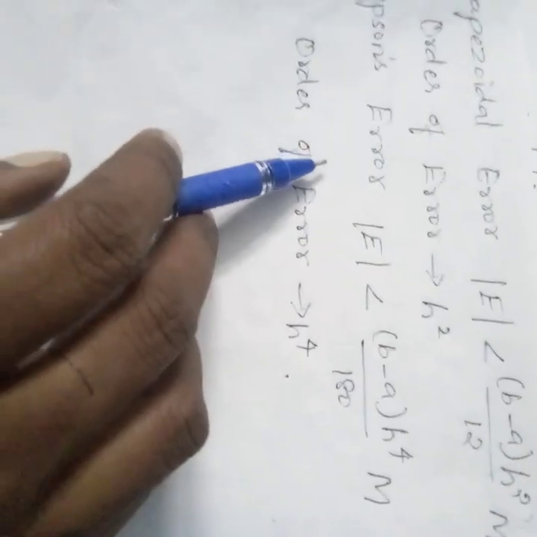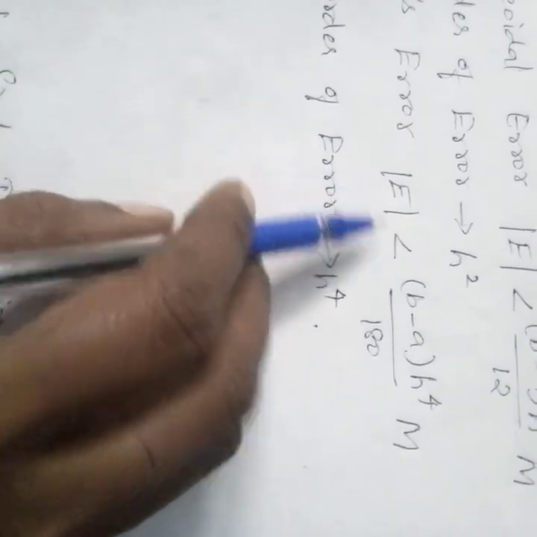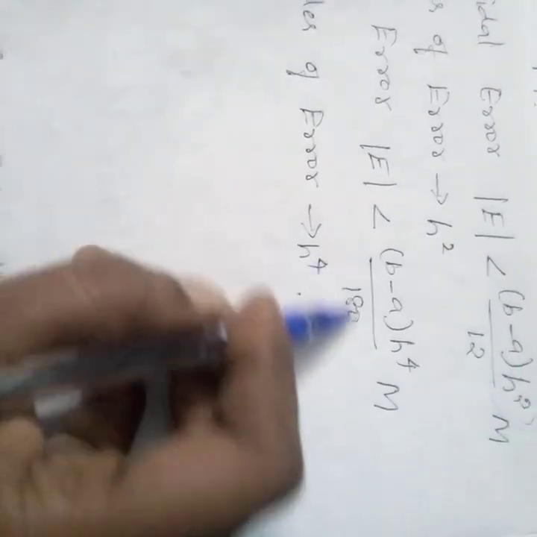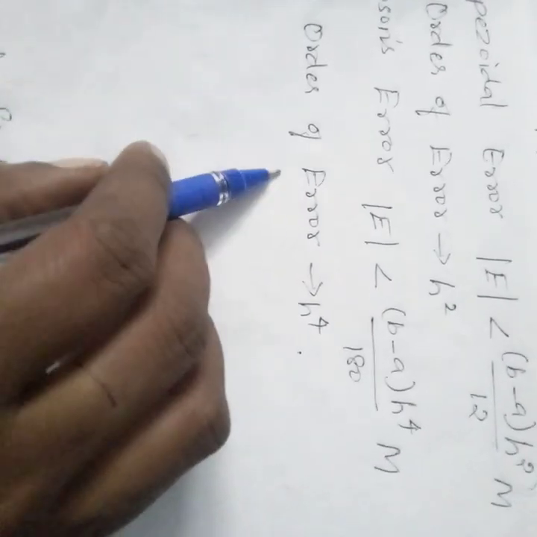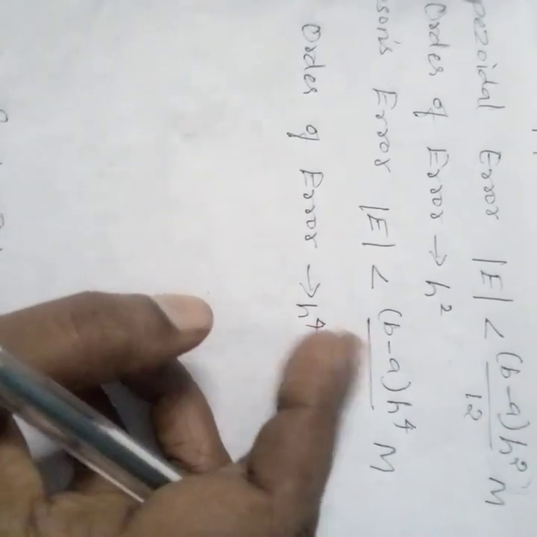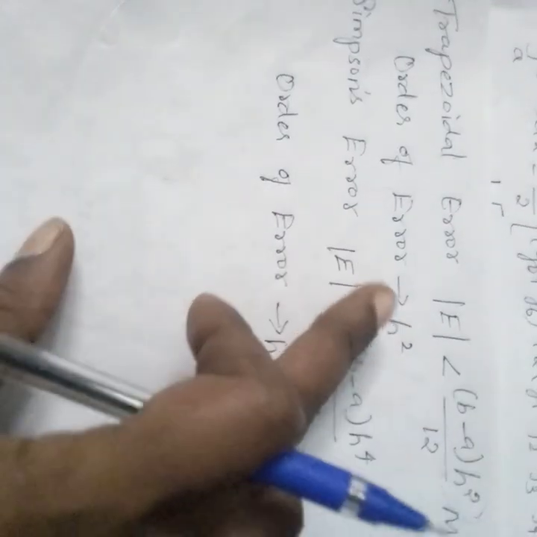And Simpson's rule, or just Simpson's one-third rule error, absolute value of e is less than b minus a, h power 4 by 180 into M. Order of error is h power 4. These are the 2 more questions. It may be asked in university exams: trapezoidal and Simpson's rule error and orders.